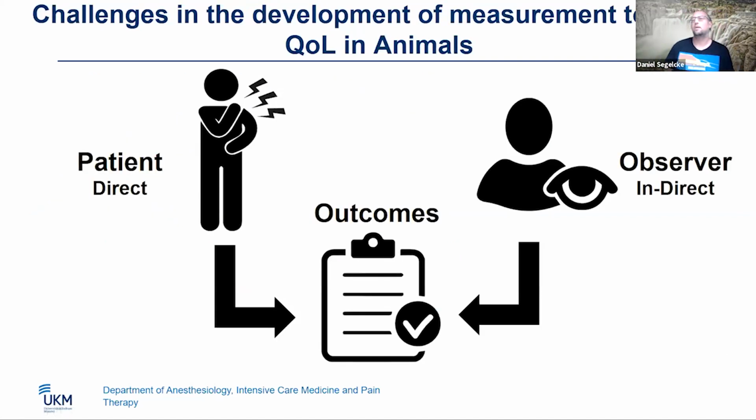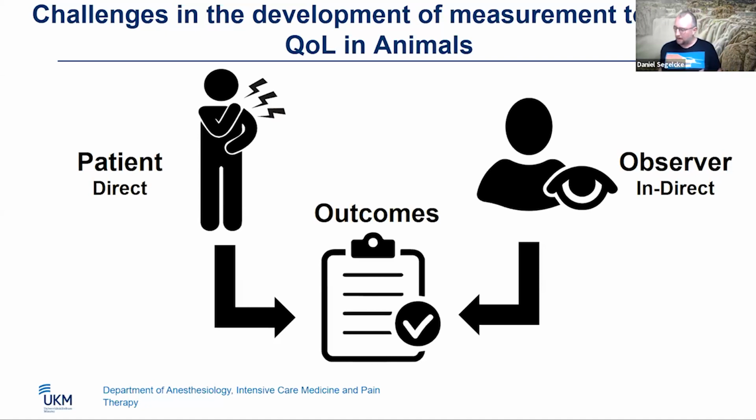The challenge in the outcome observation of animals, the outcome here being the quality of life, is that we have a problem with animals as a patient. We need an observer, an indirect perspective, here on the right side, to see an outcome. And from human healthcare development, the gold standard for physicians and healthcare professionals is the direct input from the patient, called patient-reported outcome.